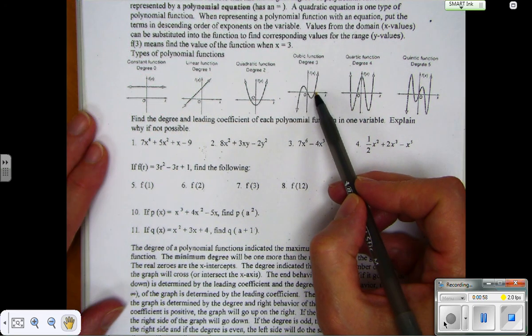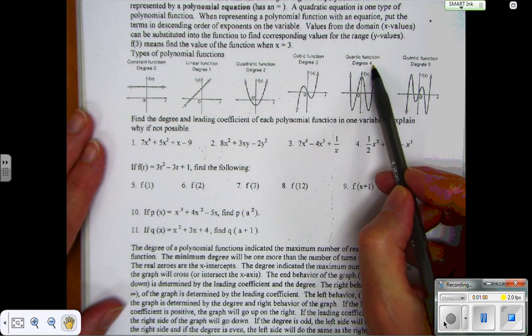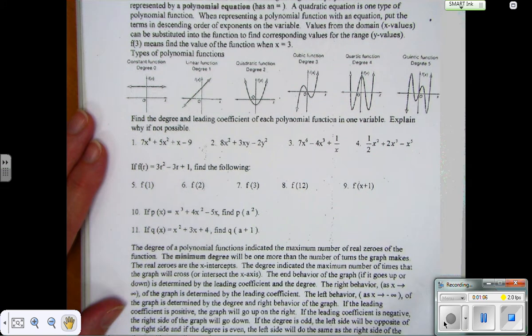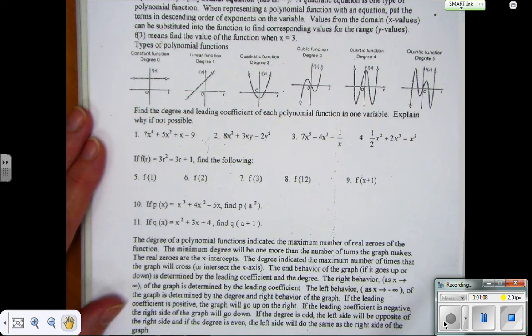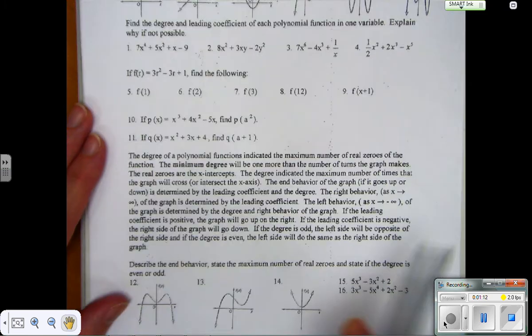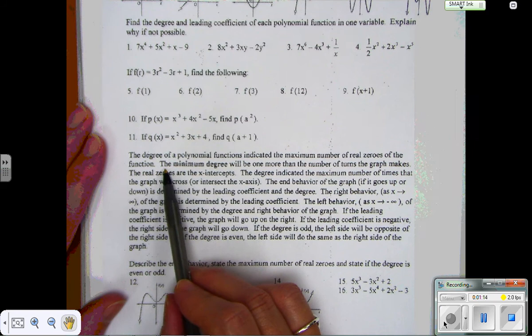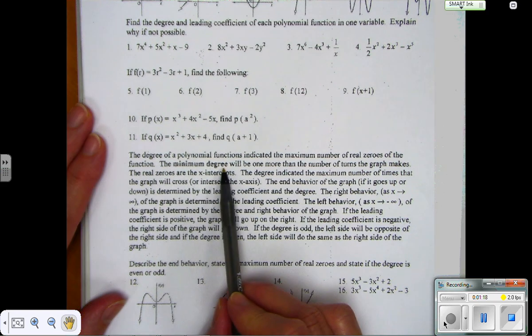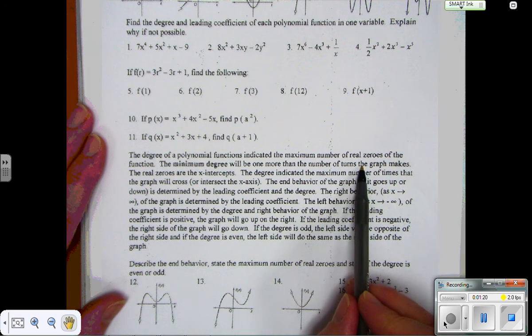And that's the way it works. The degree tells you the maximum number of times that it could cross the x-axis. It doesn't always have to be exactly 4 times that it's going to cross the x-axis, but that's the most it can. Okay, now the next part talks about the turning points. The minimum degree will be 1 more than the number of turns the graph makes.